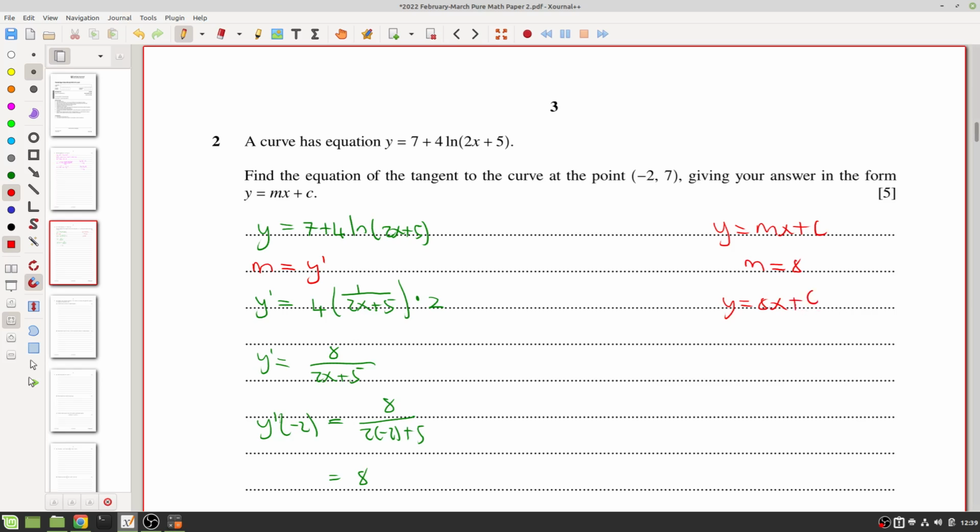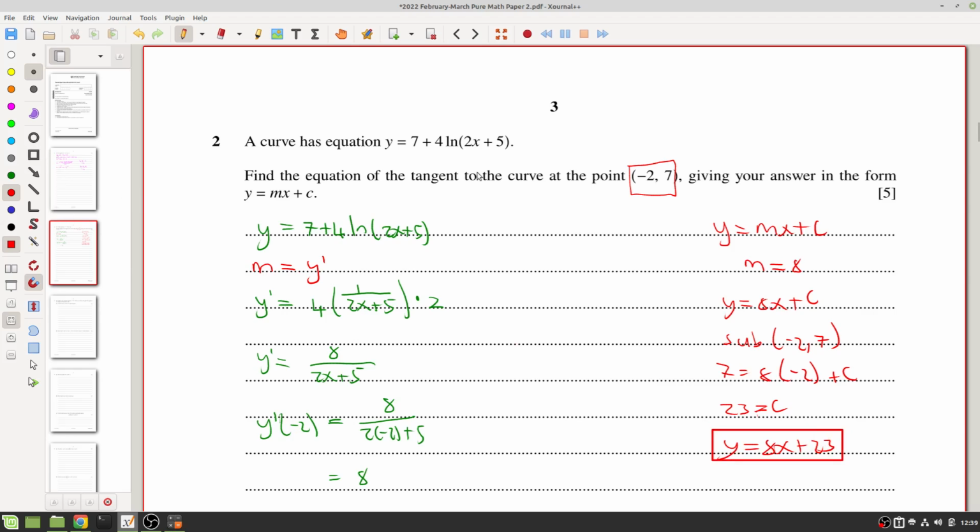And then to find the value of c, we can just substitute a point that lies on the line, that point. So let's write, we're substituting in the point negative 2 and 7. So that means y is 7 when x is negative 2. Okay, so 7 plus 16 is then 23. So that means our final equation is y equals 8x plus 23. All right, and that is our answer.